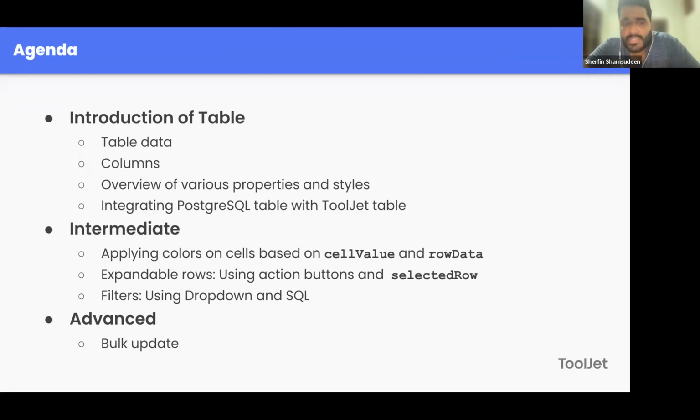Also, there is an advanced feature. When I say advanced, it's referring to relatively advanced to the basic stuff, which is bulk update, which is to make changes to cell values in table. And when you press a button, you need all of those changes to be reflected in your database. So that is what bulk update is, and I'll also be trying to demo an application which has bulk update.